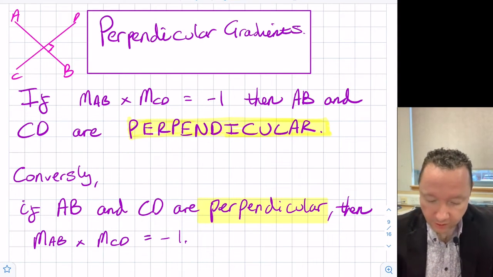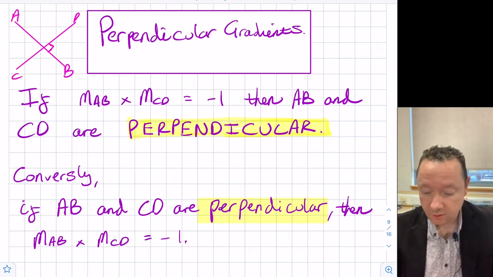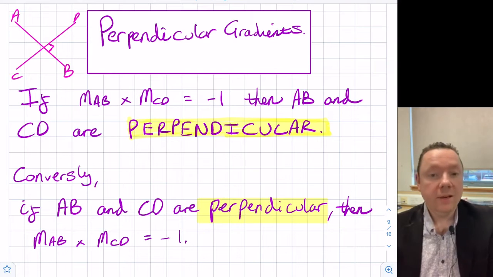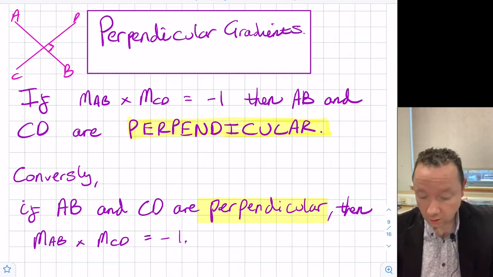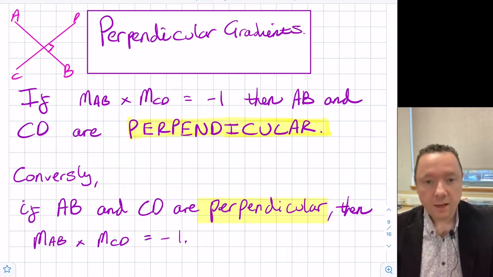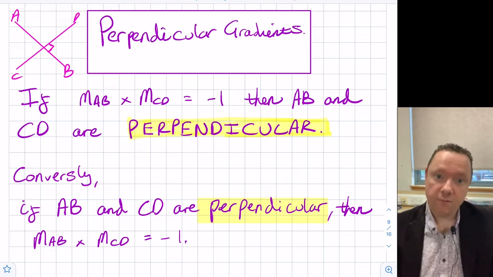We've got a couple of lines here at right angles to each other. So the theorem is, if you times the two gradients together and you get the answer minus 1, then you can say that the lines are perpendicular. They are at right angles to each other. Or, conversely, you can say that if you know that two lines are perpendicular, then the gradients times together to give minus 1. Now, you might be wondering, why is that the case?